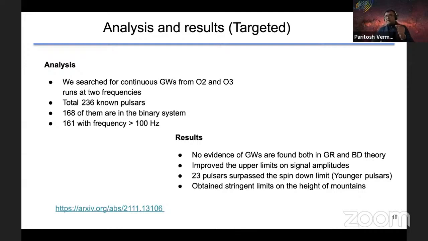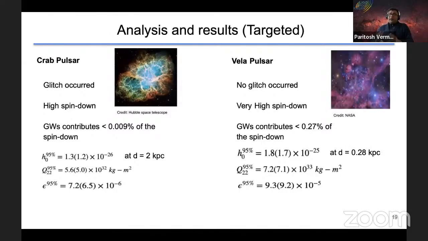And we obtained stringent limits on the height of mountains, as said by Ian. Okay, next slide, please. Here I present the result for two important pulsars. One is the Crab and the second one is Vela.